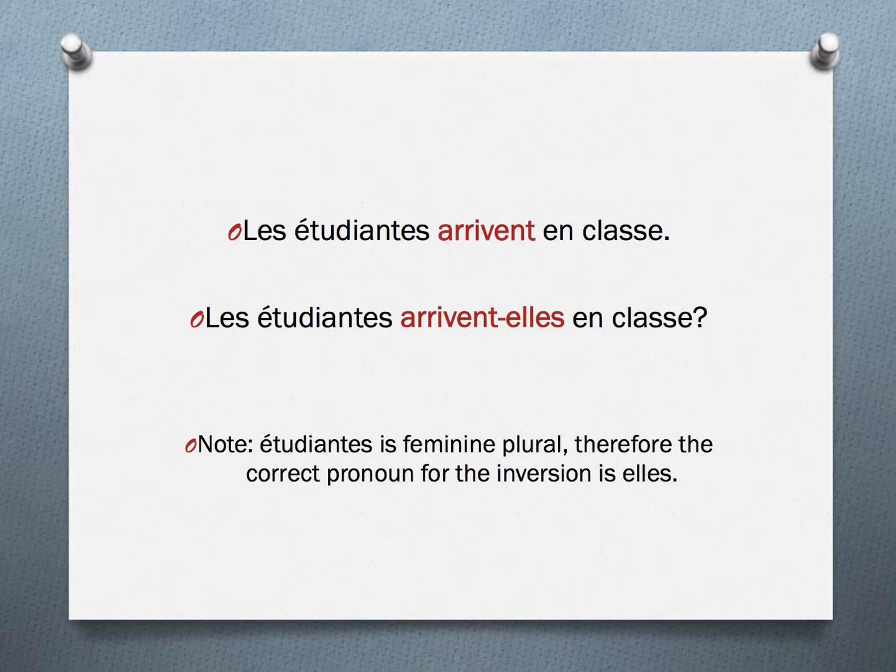Les étudiantes arrivent en classe. The students arrive in class. Now these students are girls. It's plural and they're girls. So, question. Les étudiantes arrivent-elles en classe? So I have to use elle because these are female students and it's plural.